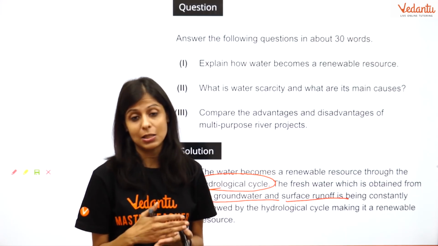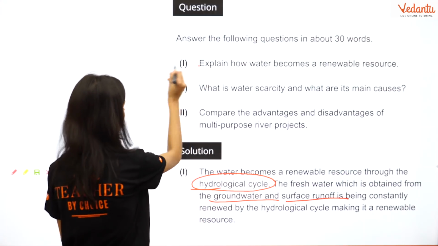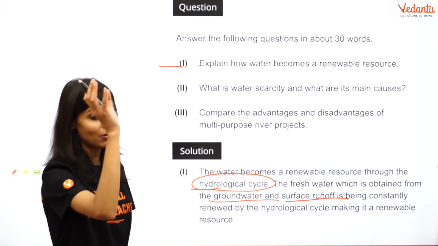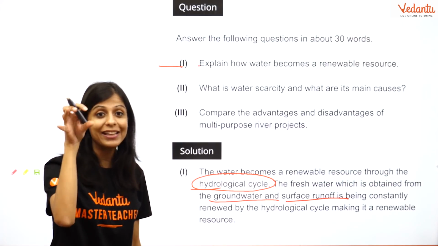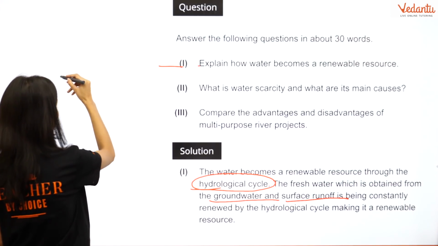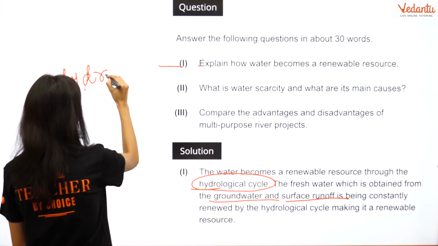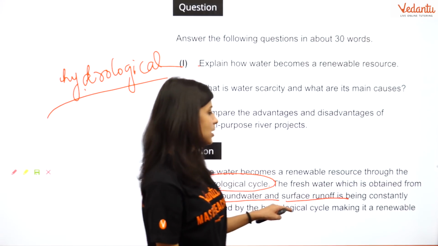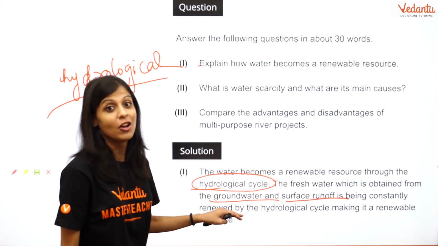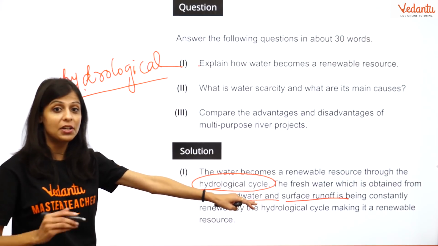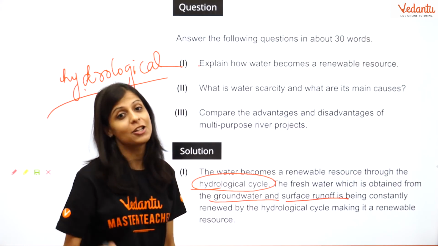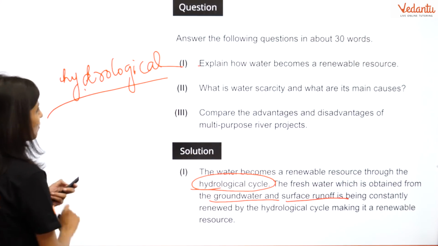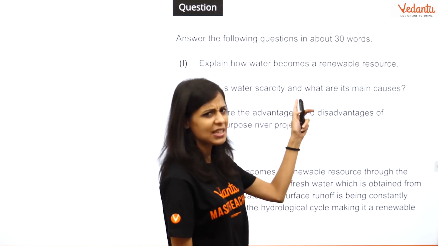So rather than writing just this, the tendency is that when we get short of time, or we're very eager to answer the question, we would just write that yes, there is a hydrological cycle associated with it, and tend to skip this part, that is groundwater or surface runoff. So these two sources are in return renewed by the hydrological cycle. Is it clear? Okay, jumping on to the next part.